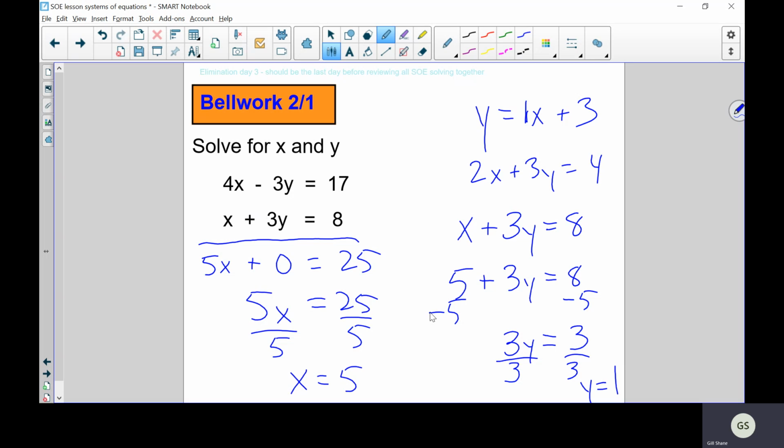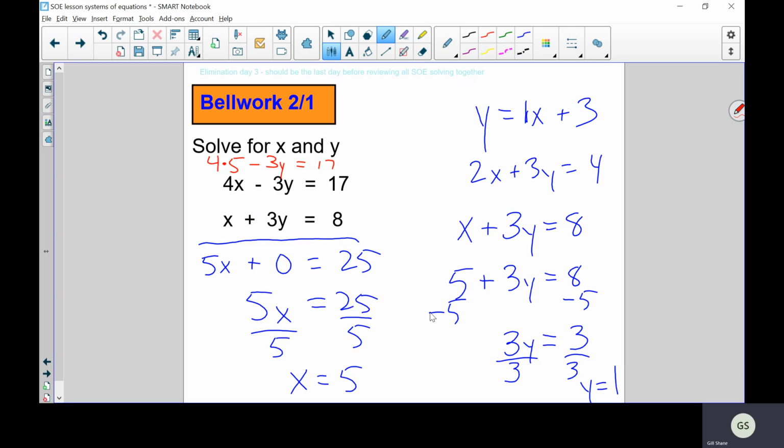So very quickly, I'm just going to show you what would have worked. A couple of you at least used the other equation. If I would have chosen this equation, again, x is 5, so I would have changed this x to 5. So it would have been 4 times 5, subtract 3y, equals 17. Well, 4 times 5 is 20, so I would subtract 20.